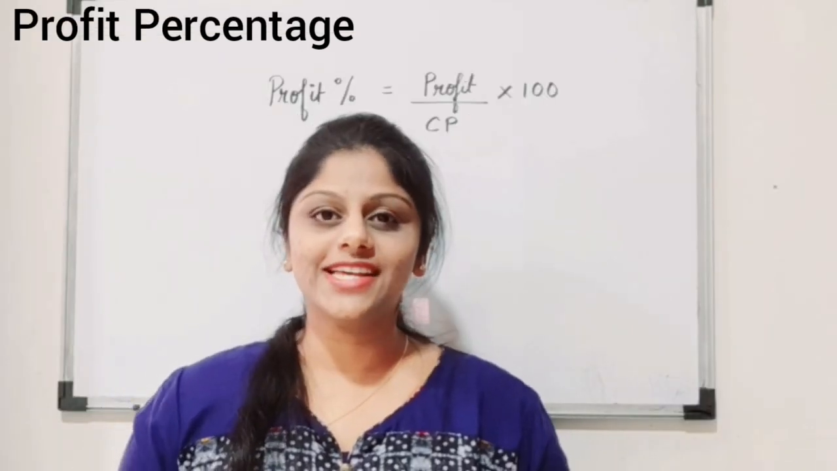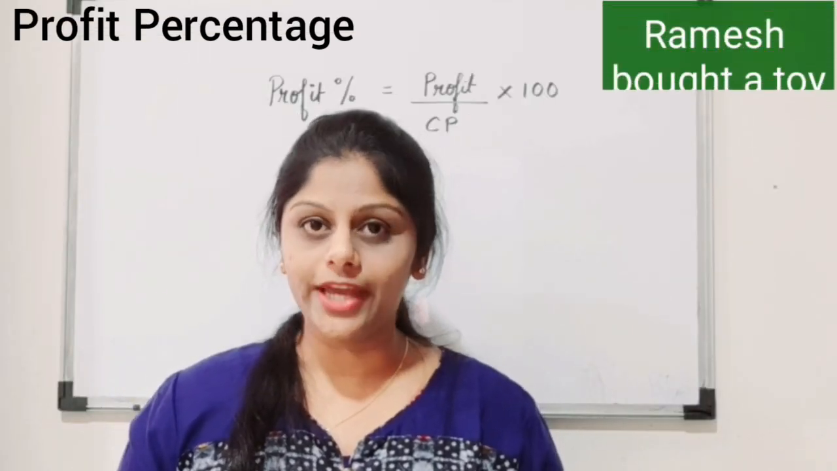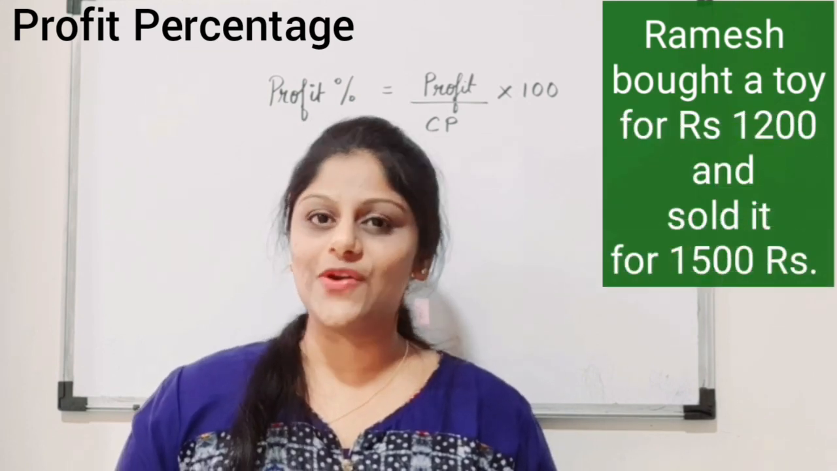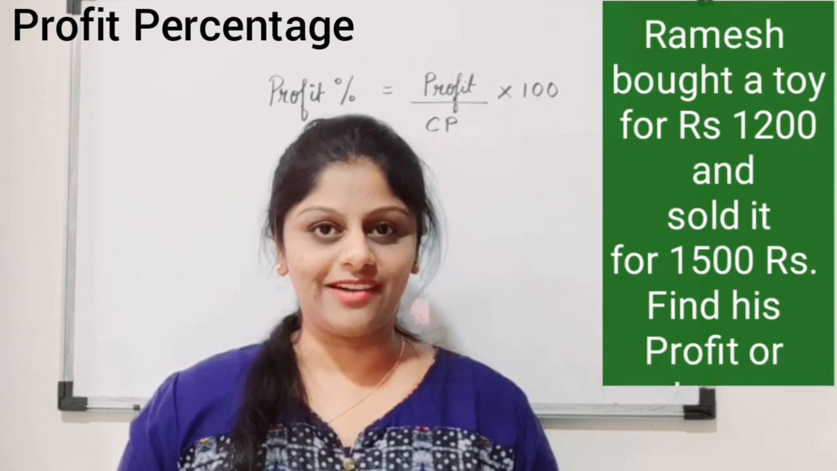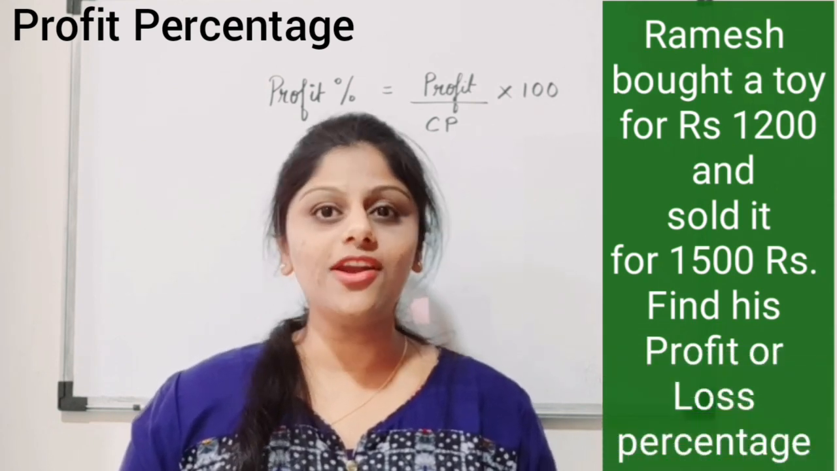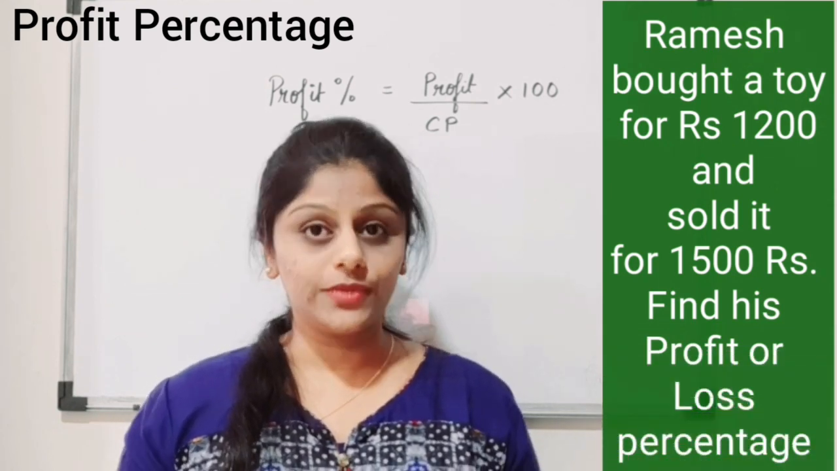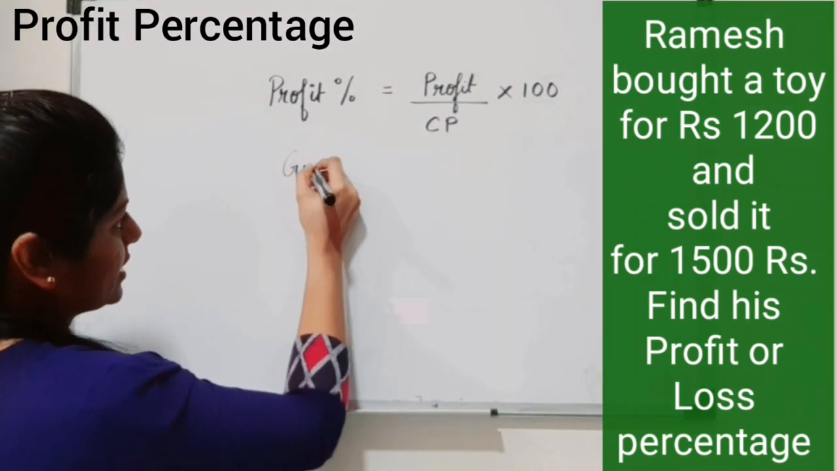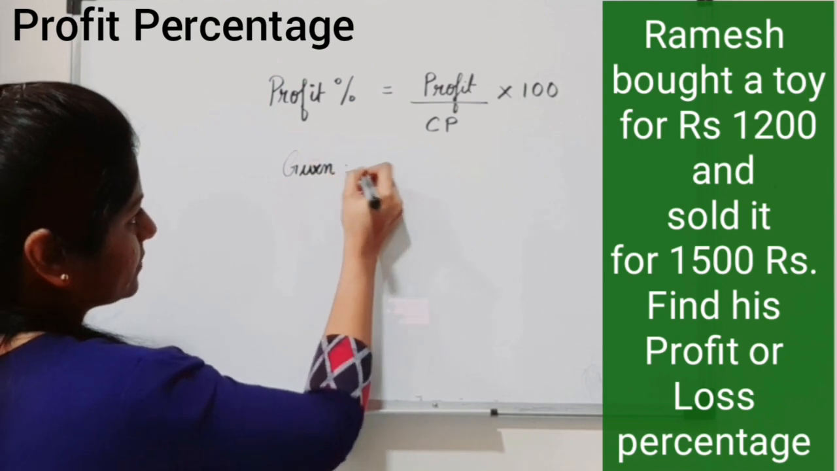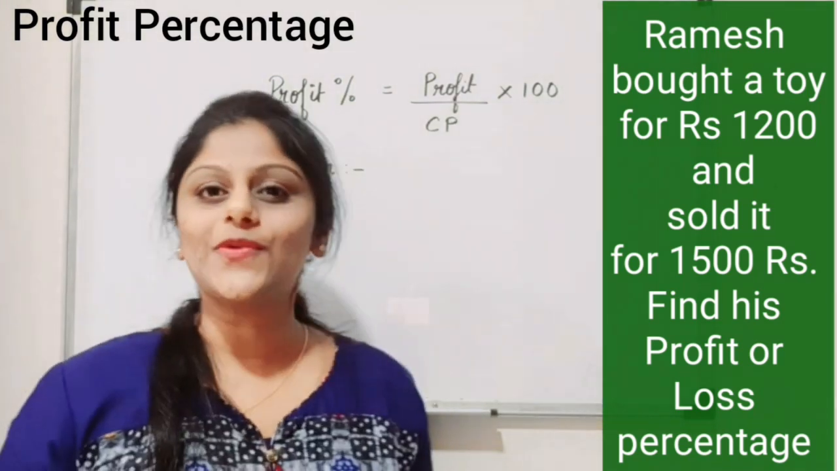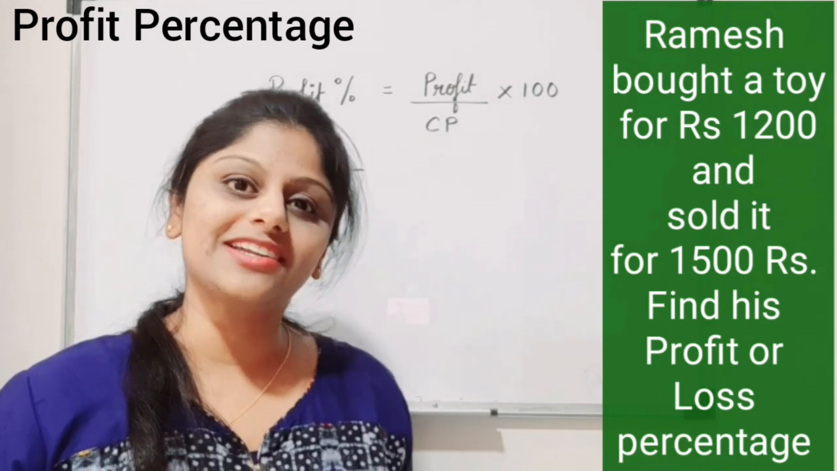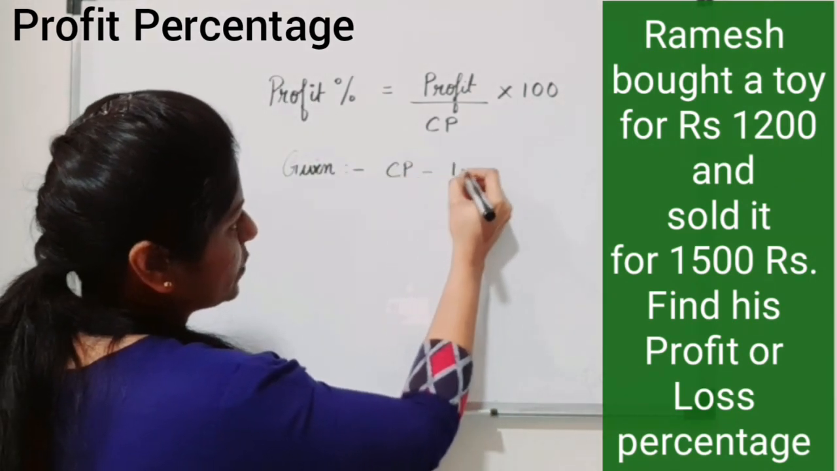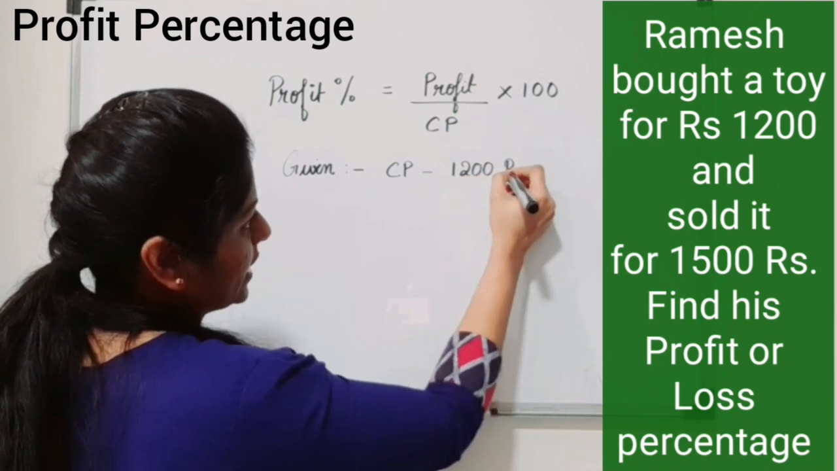So if the question is, Ramesh bought a toy for rupees 1200 and he sold the toy for rupees 1500, find the profit or loss percentage. So let's first write the given things. So given is what? He bought a toy for rupees 1200. Bought means that is the original price. Therefore, that is the cost price. So cost price is 1200 rupees.